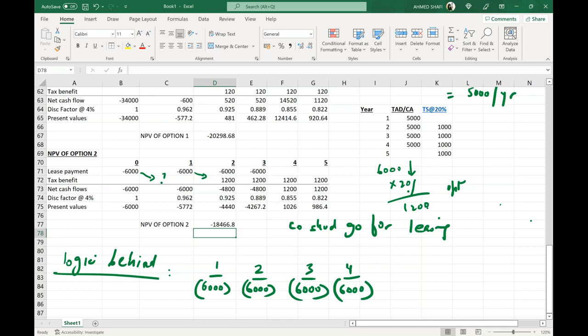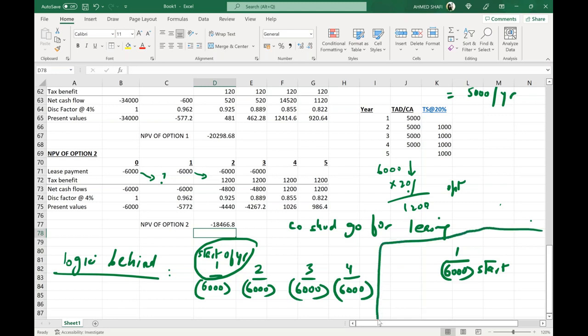And the problem was, these payments were made at the start of year one. This payment was officially made at the start of year one. Because NPV calculations have a problem. They don't have discount factors for year start calculation. Therefore, anything at the start of the first year was recorded in the previous year.